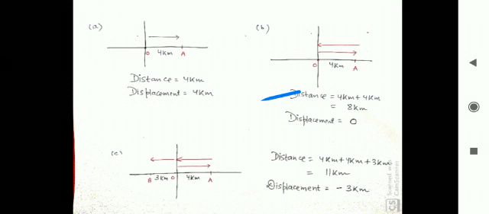So we have to add all the path length. So there are two path lengths here, that is OA plus AO. OA is 4 km and AO is 4 km. So distance is what? 8 km. Now in case of the calculation of displacement, see it is 0.